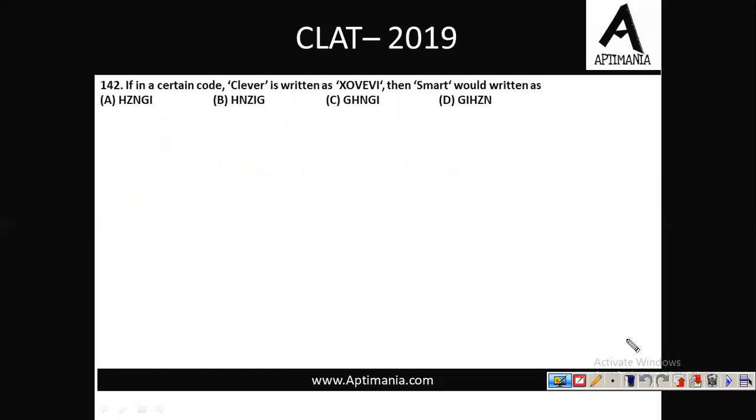If in a certain code, CLEVER is written as XOVEVI, what is the code for the word SMART? I will tell you one easy method to solve this question. What you need to do is just simply write the position number below the letter. The position number of C is 3, L is 12, E is 5, V is 22.